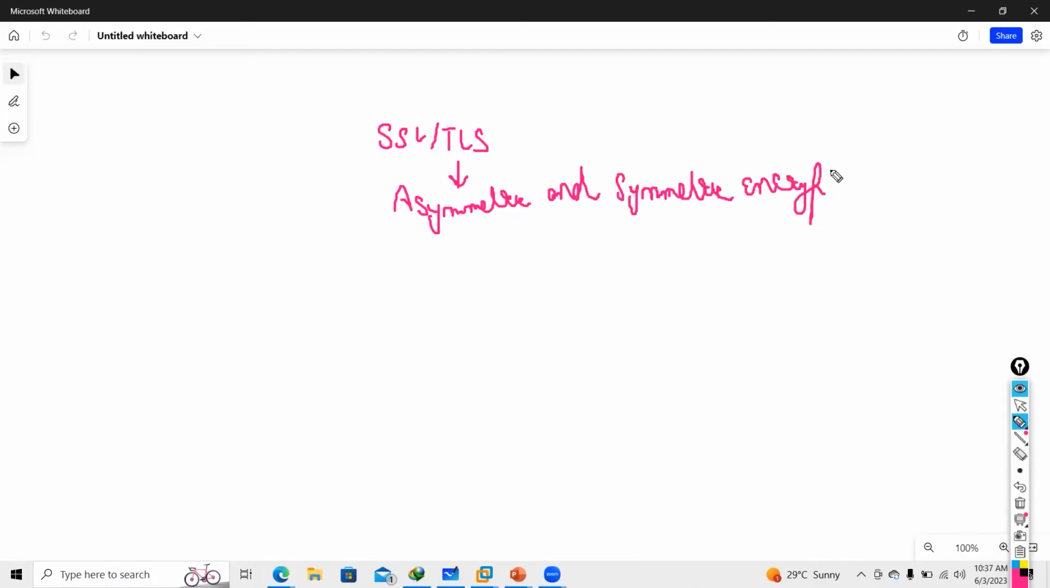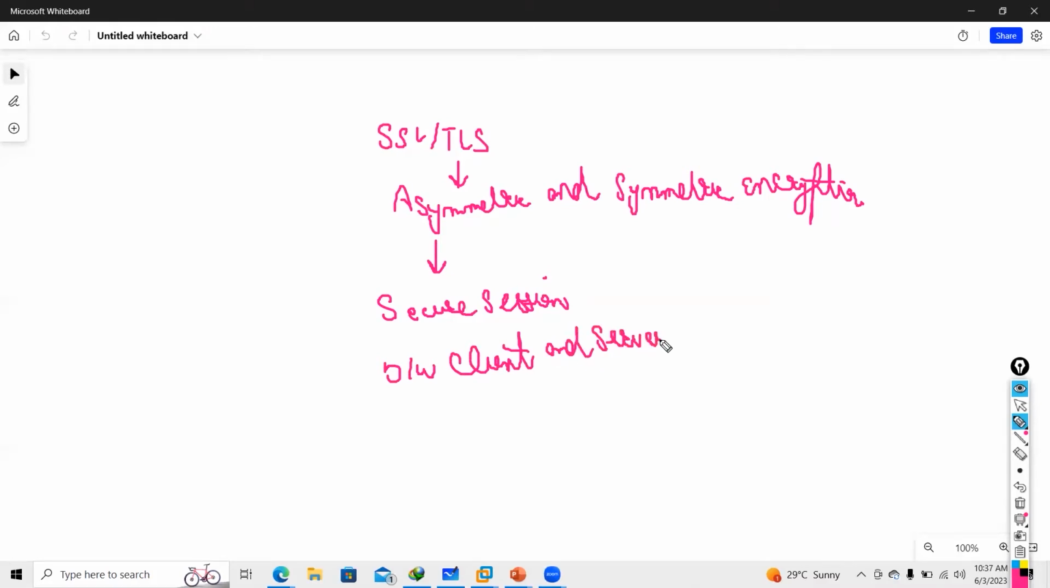In which case is asymmetric encryption used? Guys, asymmetric encryption is used when it is establishing the secure initial session between client and server. That is where asymmetric encryption is used. In which case is symmetric encryption used? When you exchange your data. See, first your secure session is built, so that you have trusted each other, then data is exchanged. In that case, symmetric encryption is used within a secure session.